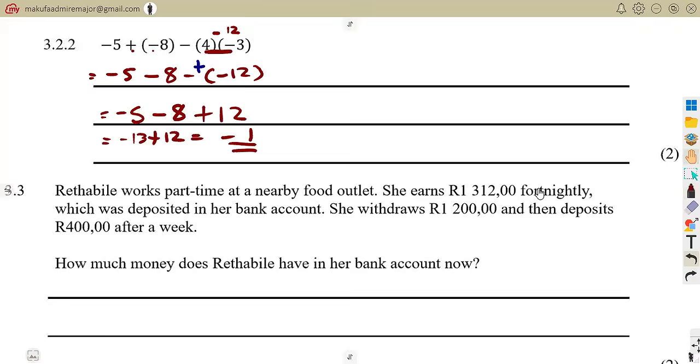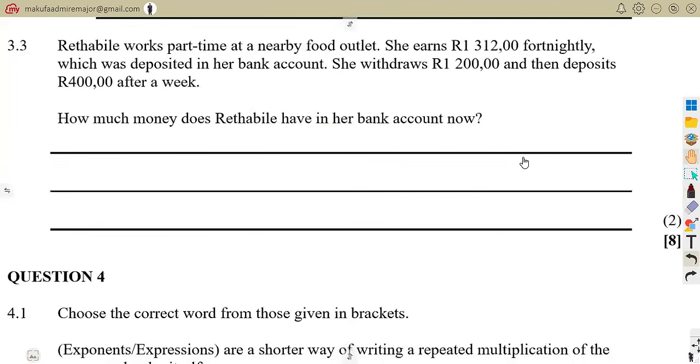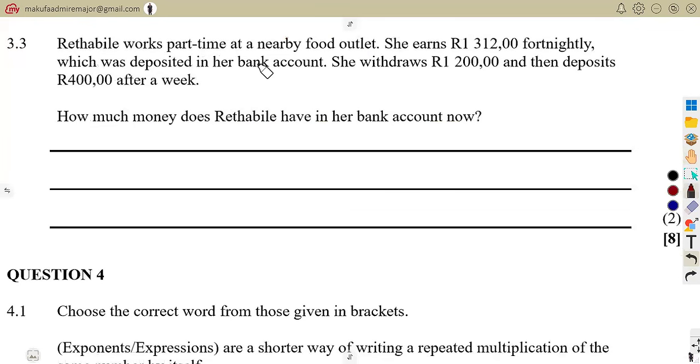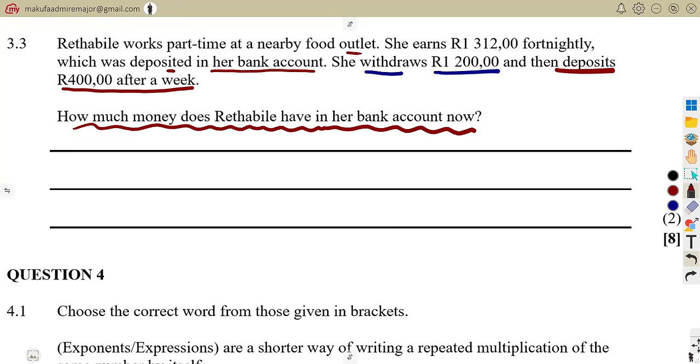Then on question 3.3, we are given that Ritavile works part-time at a nearby food outlet. She earns 1,312, which is per fortnight, which was deposited in a bank account. She withdraws 1,200 and then deposits 400 after a week. How much money does Ritavile have in the bank account now?